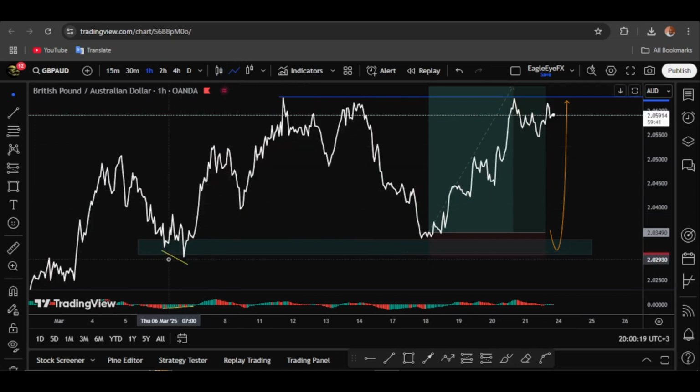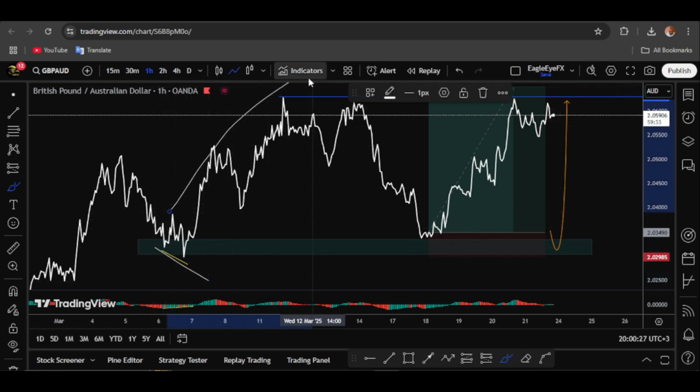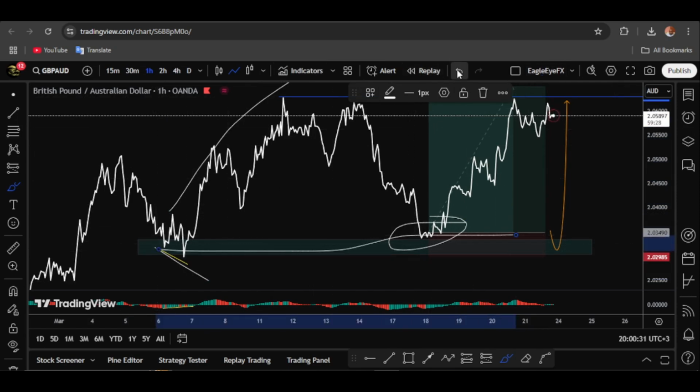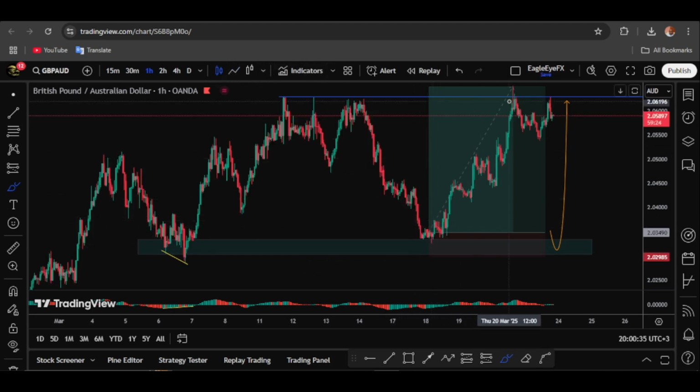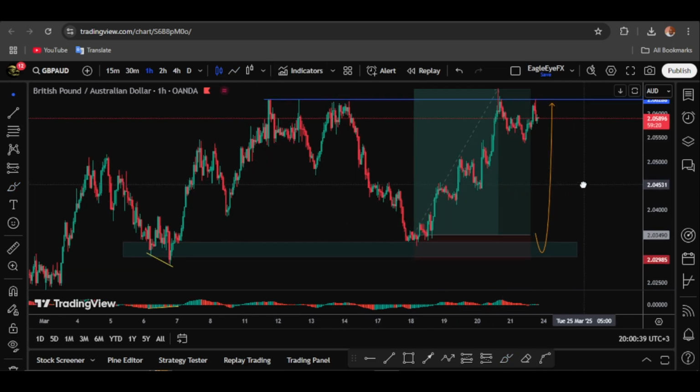Let me change this into a line chart. So we had this lower low, then we had this higher high. As you can see here, we had our lower low, then we had our higher high. Once the market comes back to this level, we are looking to do what? We are looking to buy to the upside. As you can see, it actually went up around 5.96%. All right, so that's basically it. Lower low and the higher high.